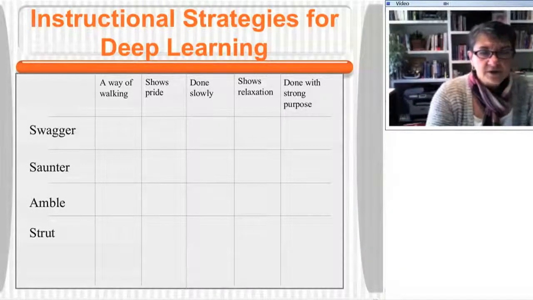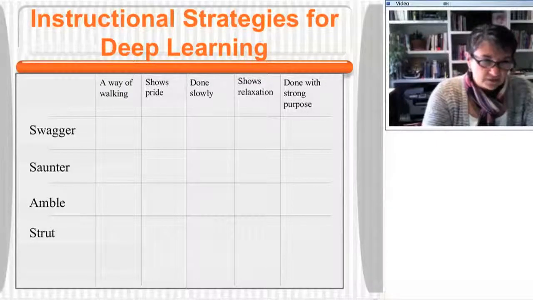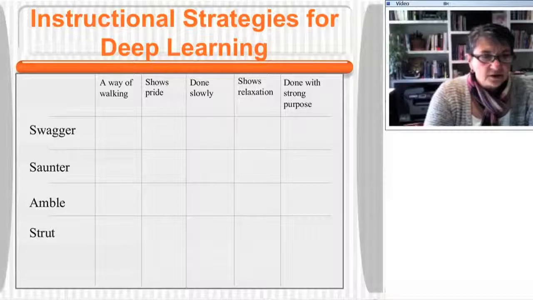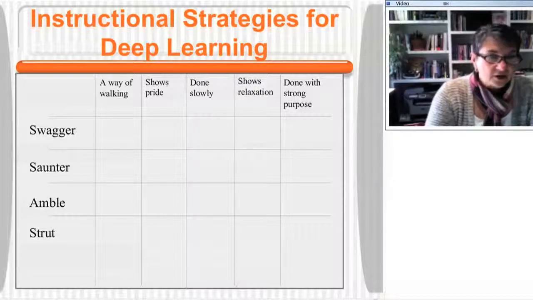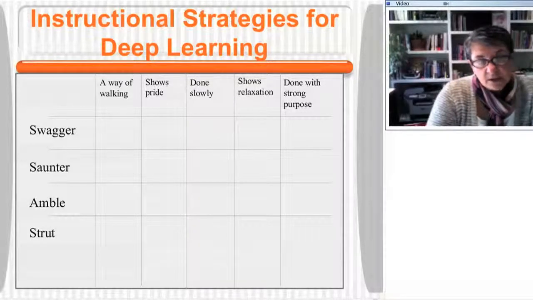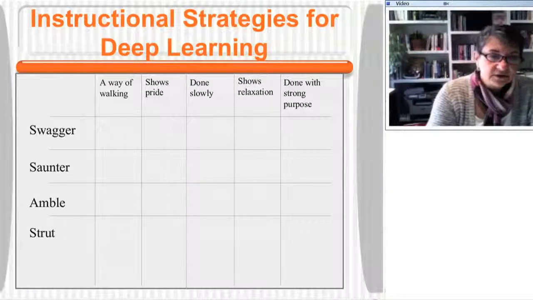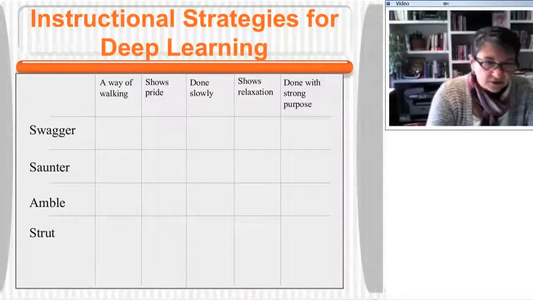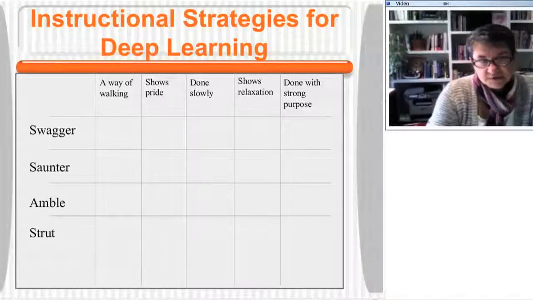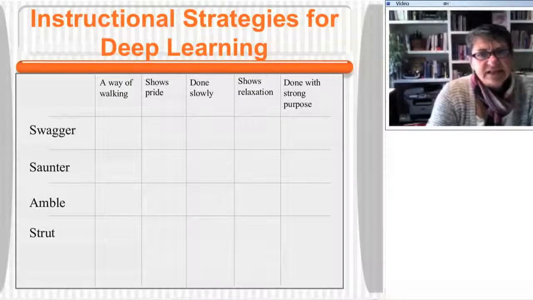Notice on the left-hand side, going down the column, you'll see the words swagger, saunter, amble, and strut. Well, those are all words for walking, but they're nuanced words: to swagger, to saunter, to amble, and to strut. Okay, so those are the words that I want to use because I want to help students get kind of a deep understanding of the words.